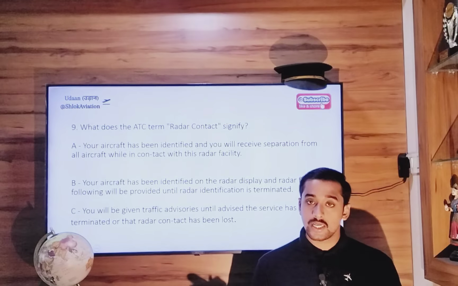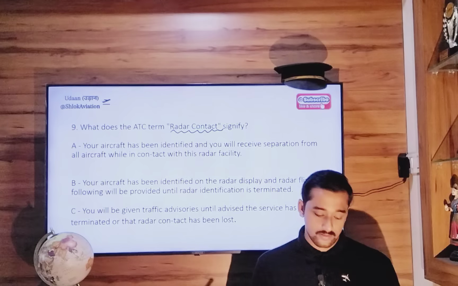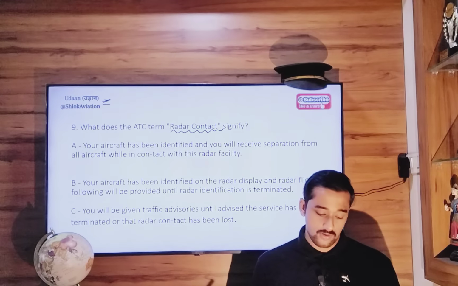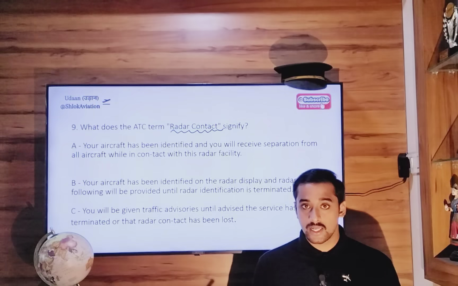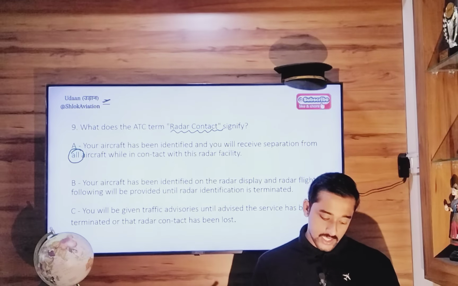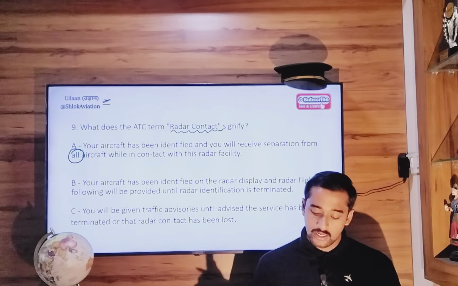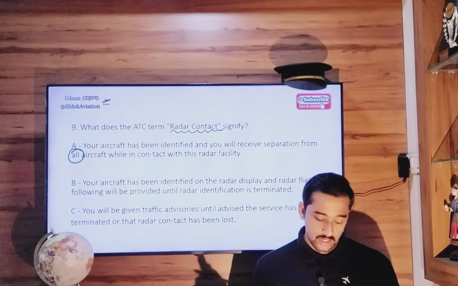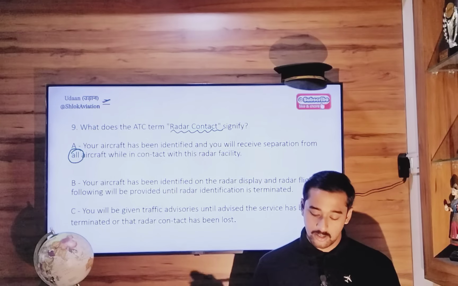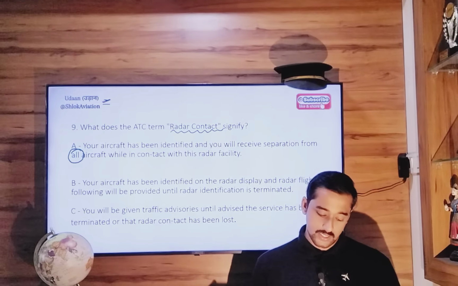What does the ATC term radar contact signify? Okay, radar contact. Your aircraft has been identified and you will receive separation from all aircraft while in contact with this radar facility. So remember the word all. This is risky. Your aircraft has been identified on the radar and radar flight following will be provided until radar identification is terminated. You will be given traffic advisories until advised the service has been terminated or that radar contact has been lost.